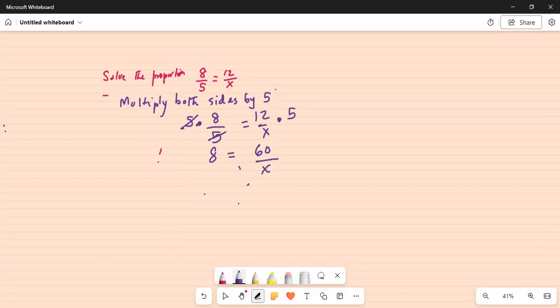Now I got to solve for x. X is in the denominator. While in the denominator, I cannot solve. That is the common rule.